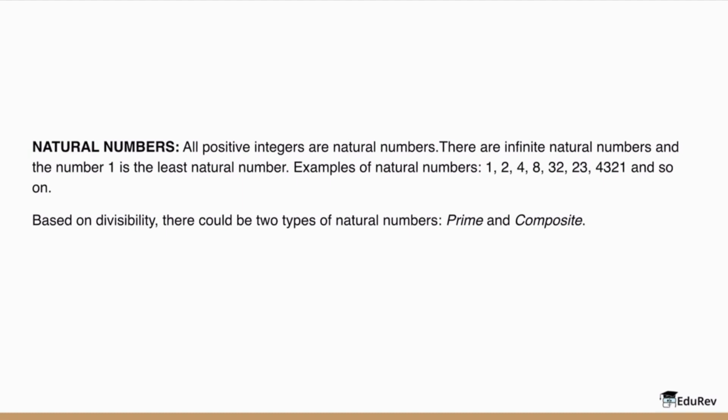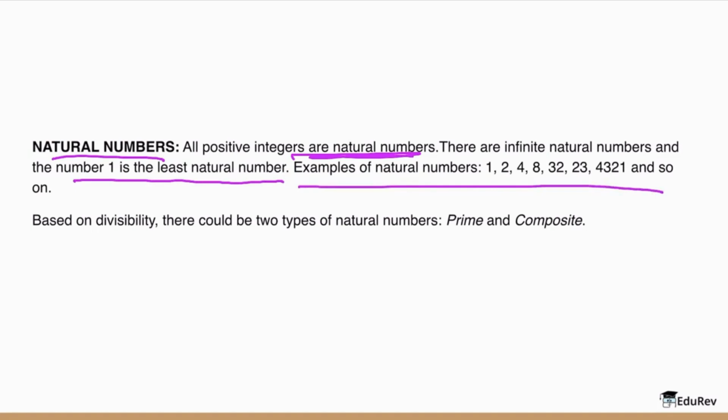Okay. So when I come to natural numbers, what are natural numbers? All positive integers are natural numbers. There are infinite natural numbers and the number 1 is the least natural number. And what are examples of natural numbers? 1, 2, 4, 8, 32, 3, 7, 10, 11, 20, 17, 99, 100 and so on. So there are so many examples of natural numbers.